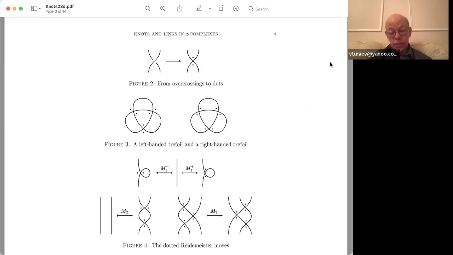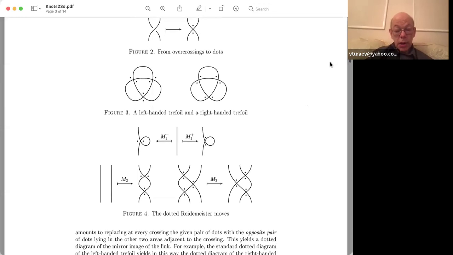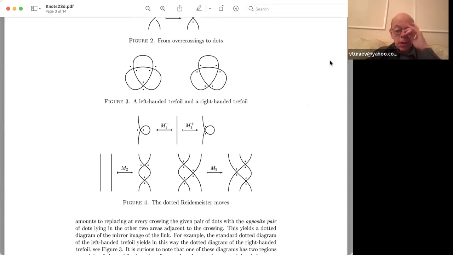So that was the original idea of this paper. Now, the dot should be in the opposite regions. So at every crossing, there are two possible choices. So in principle, you don't even need two dots.